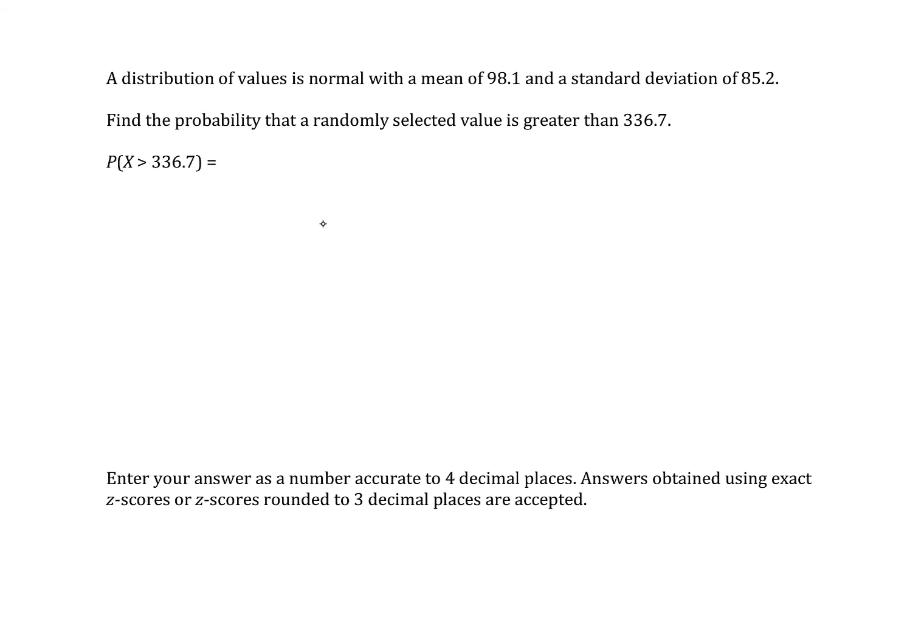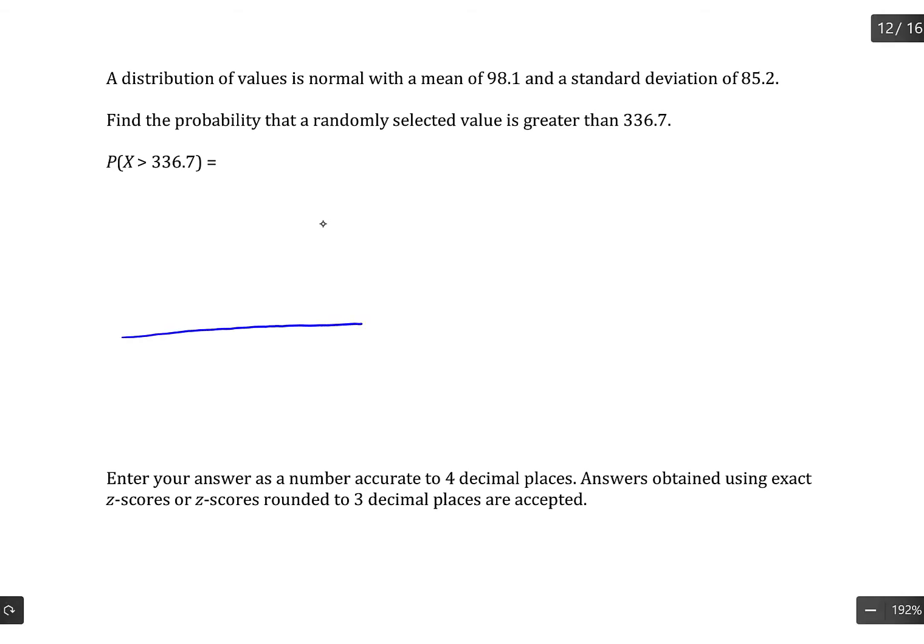A distribution of values is normal, with a mean of 98.1 and a standard deviation of 85.2. Find the probability that a randomly selected value is greater than 336.7. So the probability that a value is greater than 336.7.